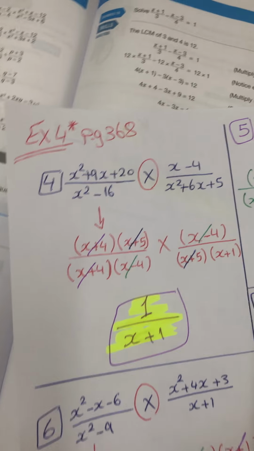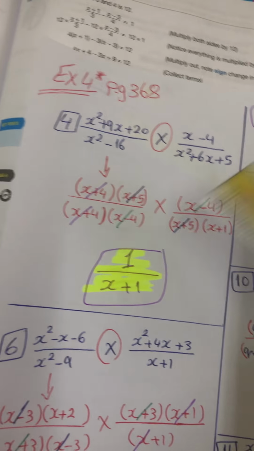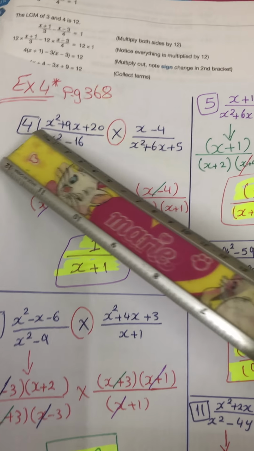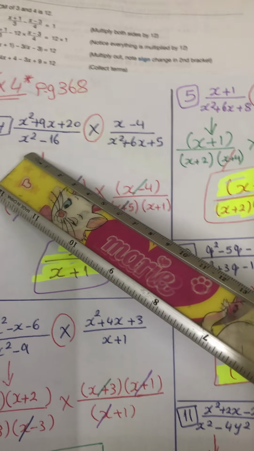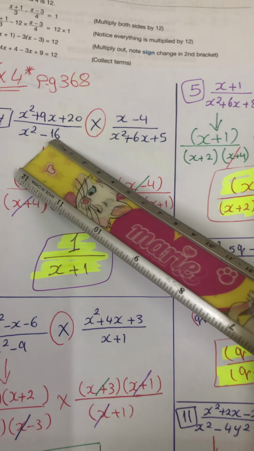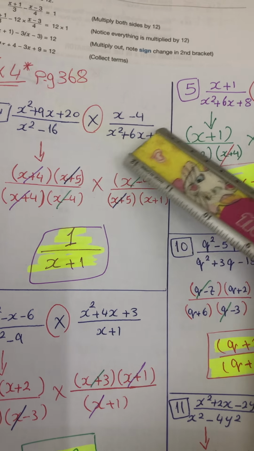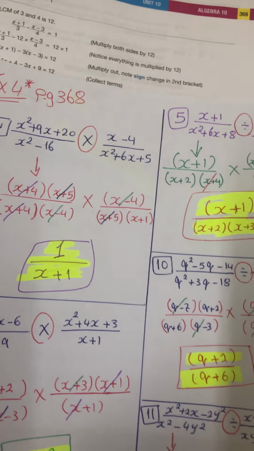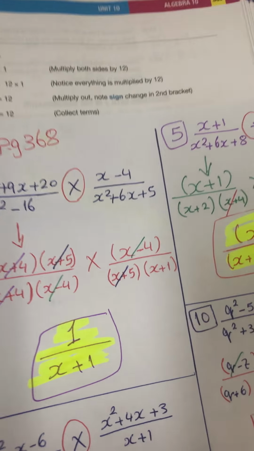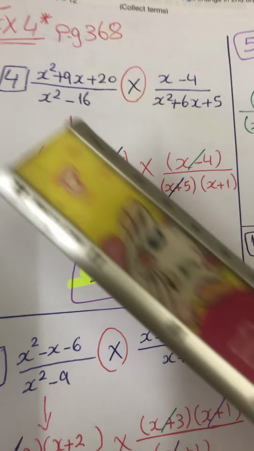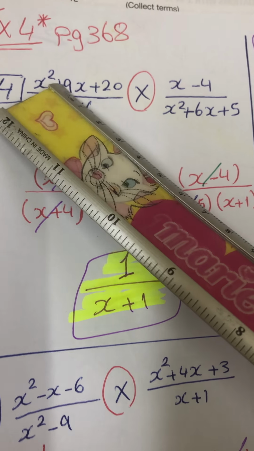Okay, very interesting problems. Now, I'll take question number 4. Question number 4 is multiplication. I have 3 terms up and a square difference down. Multiply by x minus 4 divided by 3 terms down. So I'll factorize this numerator into 2 brackets.